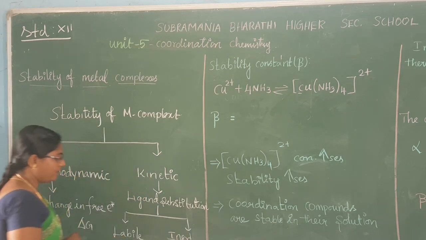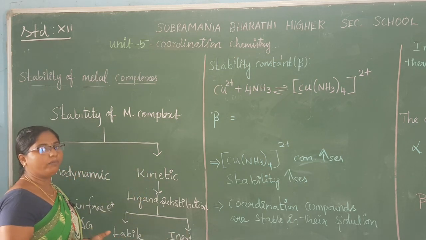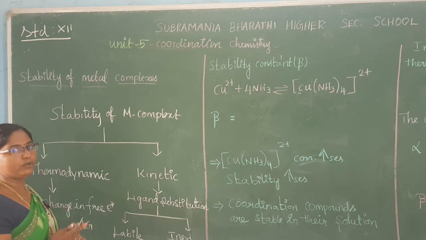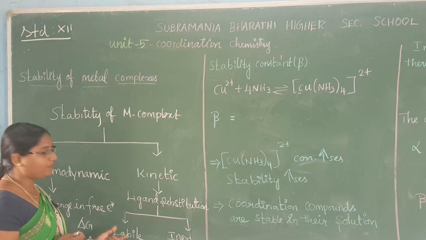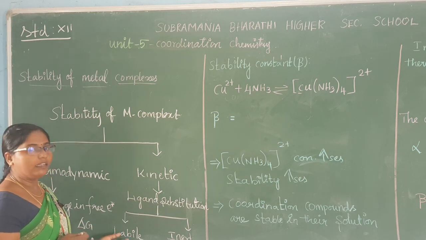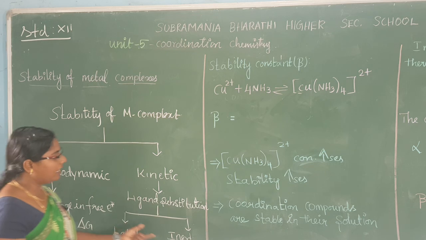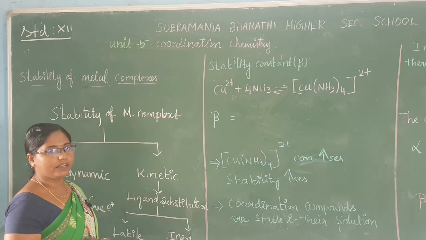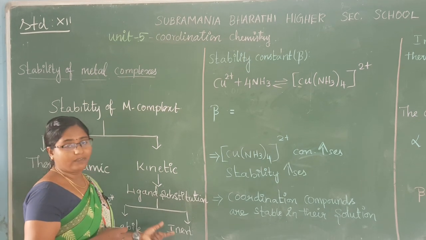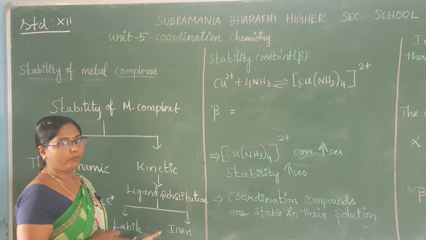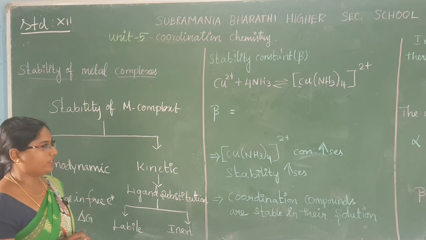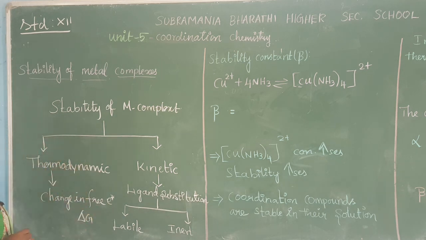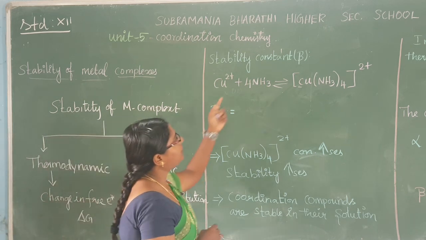What does it mean? In some coordination complexes the ligand substitution is very rapid or fast. If it is fast, that is called labile complexes. In some ligand substitution reactions it is very slow. If it is very slow, that is called inert ligand substitution reaction. So this is the very simple classification. Then we can go for the stability constant.